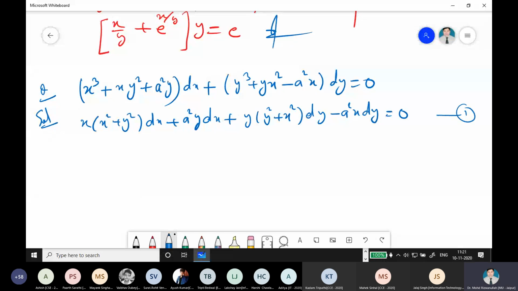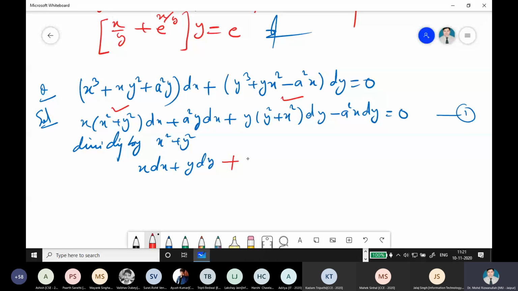Equation 1. So now see what things are coming to your mind. This x² + y² is there, so why should we not divide by it? So divide both sides by x² + y². When I divide this equation, this will be (x dx + y dy), and then, combining the other terms, plus a² into (y dx − x dy), divided by x² + y², equal to 0.